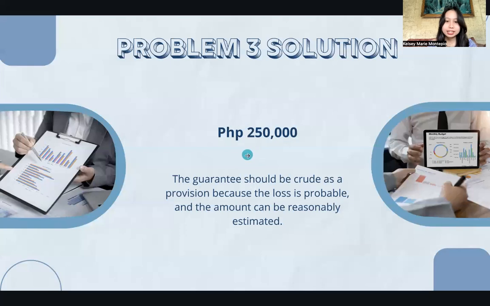The answer is 250,000. The guarantee should be credited as a provision because the loss is probable and the amount can be reasonably estimated.